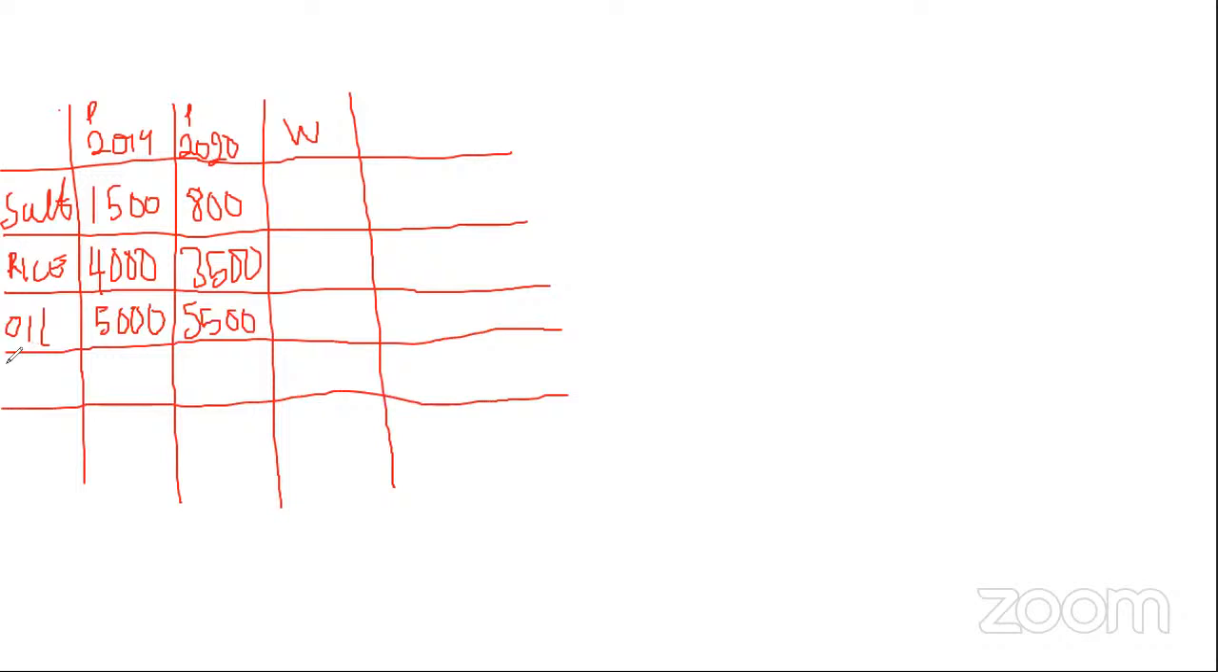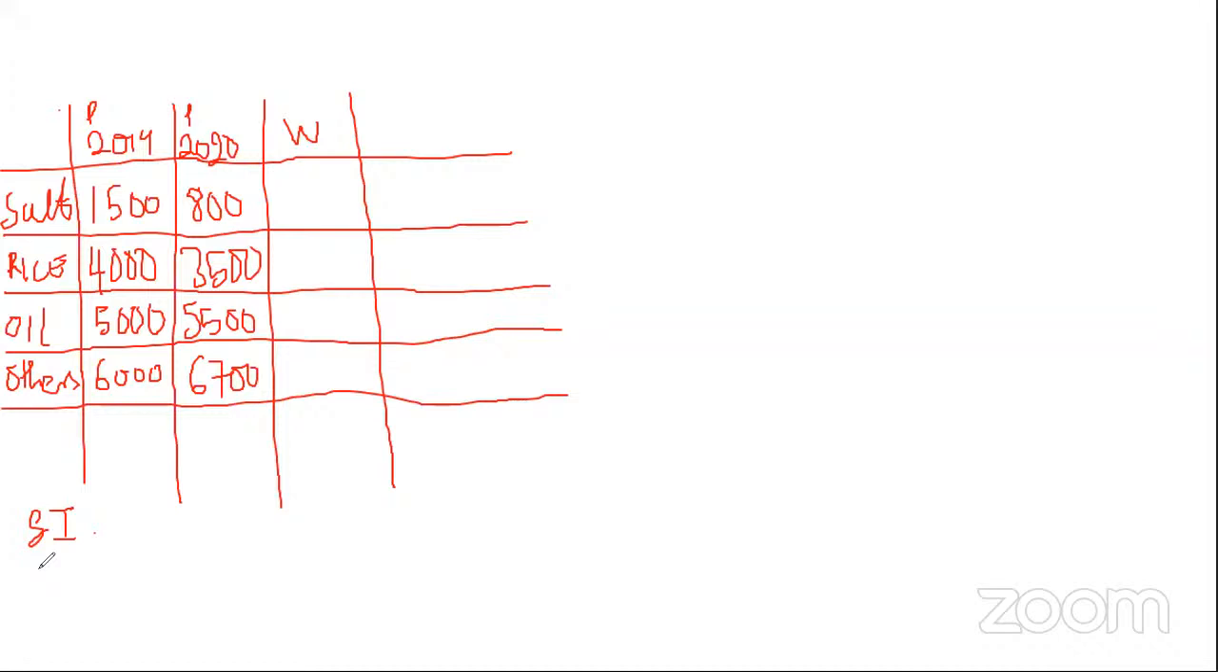And maybe we can add others. And we say 6,000, 6,700. Okay? Yes. Now, okay, so let us begin calculating simple index for each commodity.